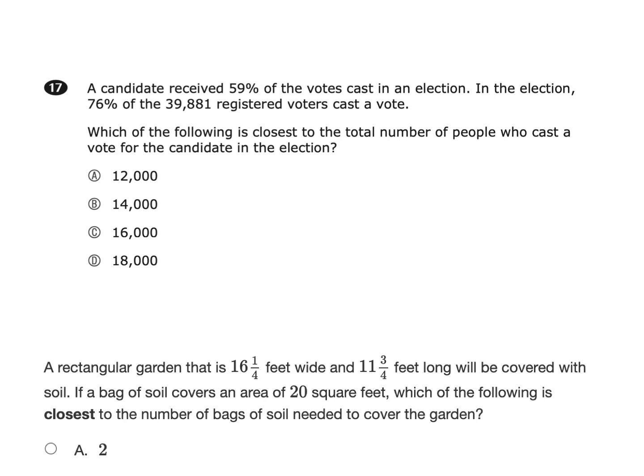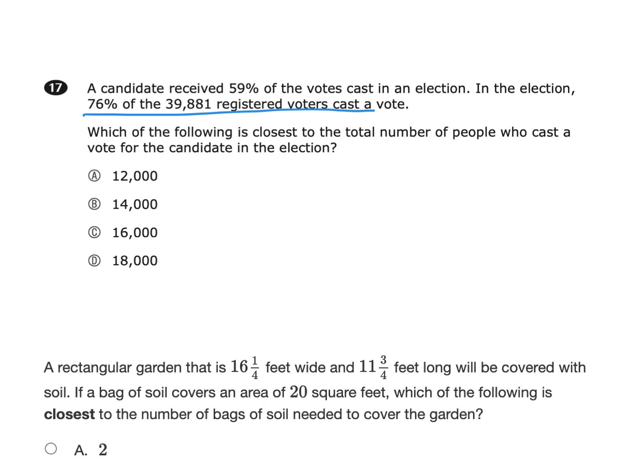Okay, so there's actually two problems we have to do first. First, we need to find out how many actual voters voted, because it says in the election, 76% of the registered voters voted. So we have to find that percentage first. And then from there, we can take 59% of the votes to find out how many votes the candidate received.